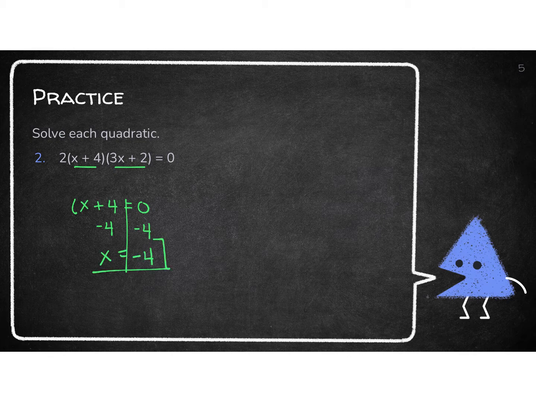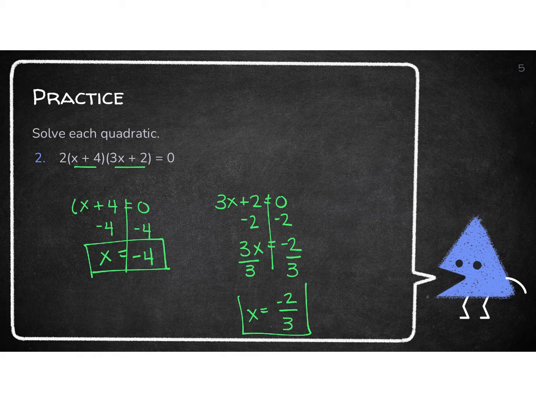And then I'm going to do the same thing with that other parenthesis, 3x plus 2 equals 0. I would subtract 2 first. So I'd have 3x equals negative 2. Now I don't want to know what 3x equals. I want to know what x equals, so I have to divide by 3. So x is going to equal negative 2/3.